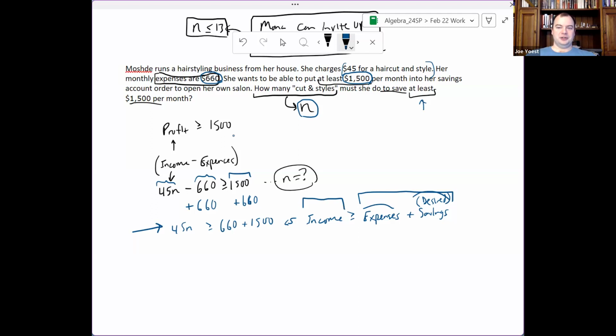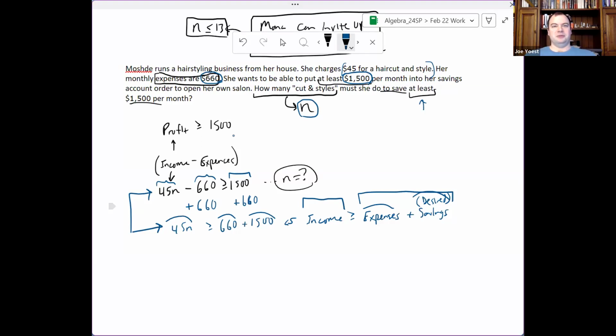And how much money does she need to do that? So what would her income be? 45N. And that has to be bigger than or equal to her expenses plus the desired savings. Somebody else looking at it from a different perspective might have taken this approach and jumped right to this inequality. We can have two different inequalities, or maybe there's even a third way to set this up that I'm not thinking of.